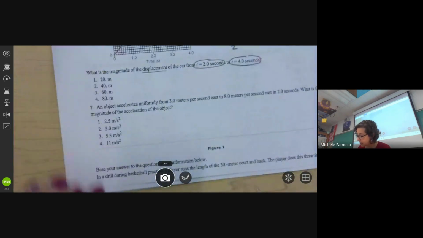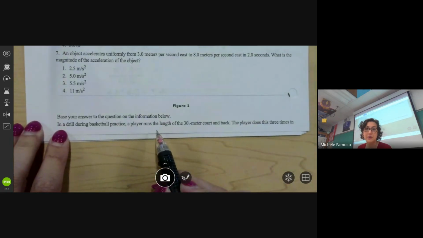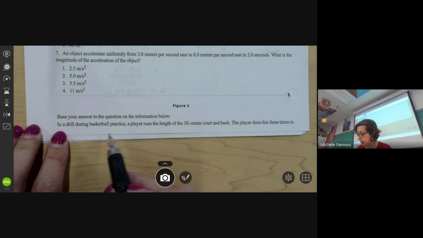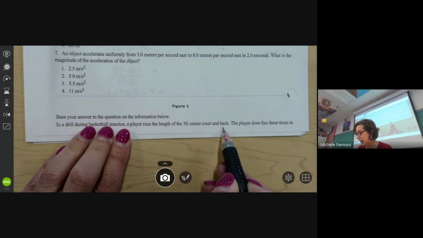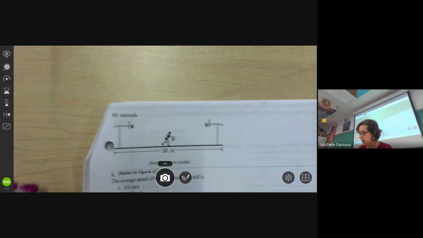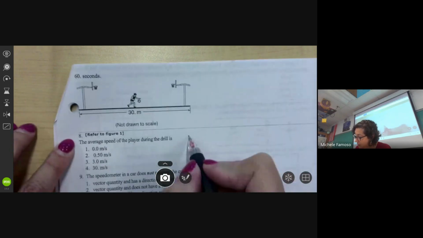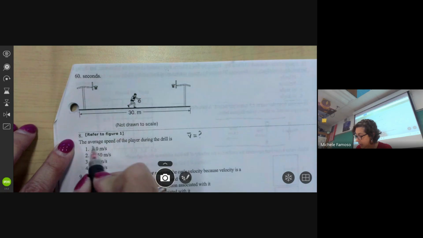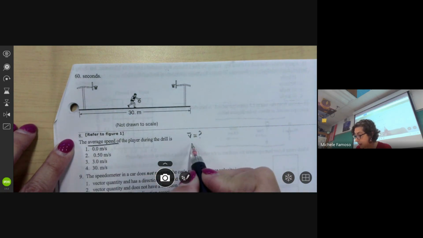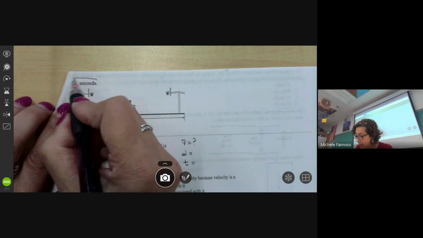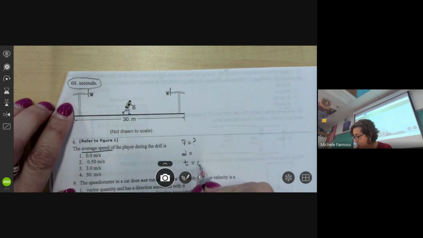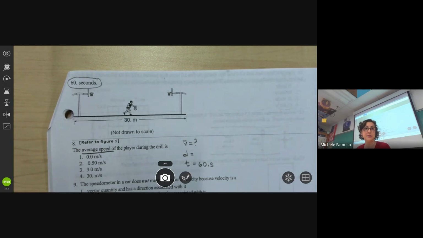And number 8 is based on some of the information that we see down here on the bottom of the second page. In a drill during a basketball practice, a player is running the length of a 30-meter court and back. The player does that 3 times in 60 seconds. So what is the average speed? All right. So I'm looking for V-bar. I need to know how much distance the player travels and in what amount of time. Based upon what I see here at the top of the page, I know the time is 60 seconds.